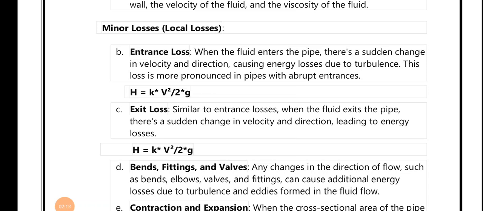So here the equation for the entrance loss is given as H equals K V squared by 2g. Now this K is a factor that depends upon the roughness of the wall and many other factors, that is, the type of pipe and so on.